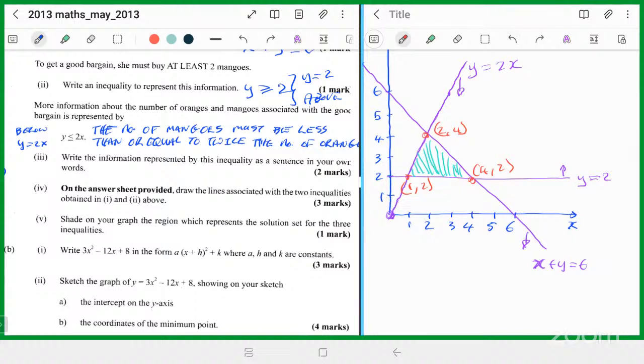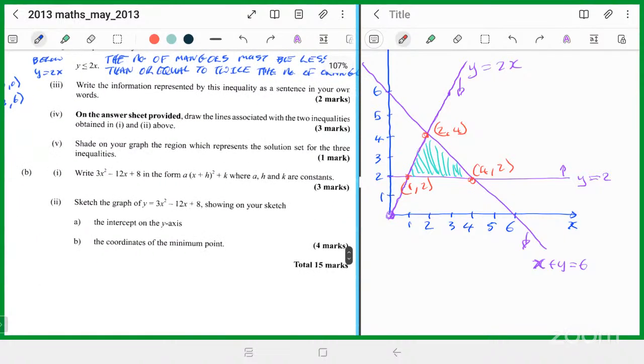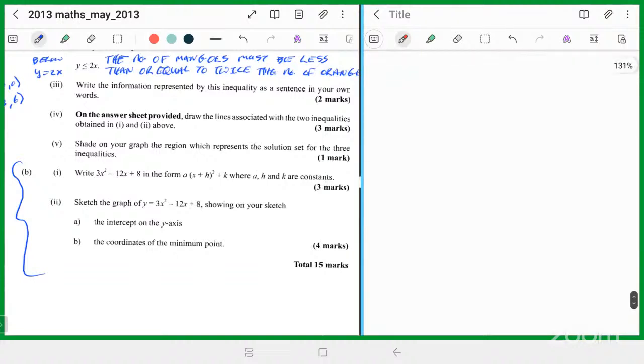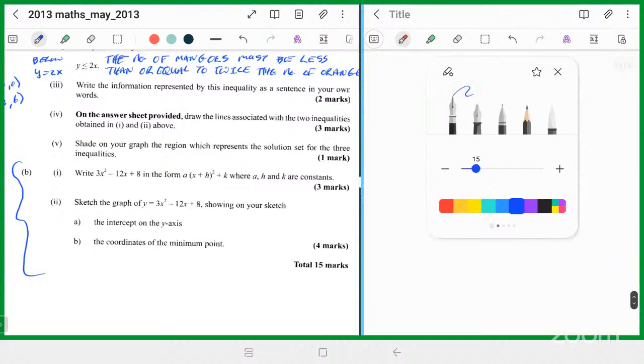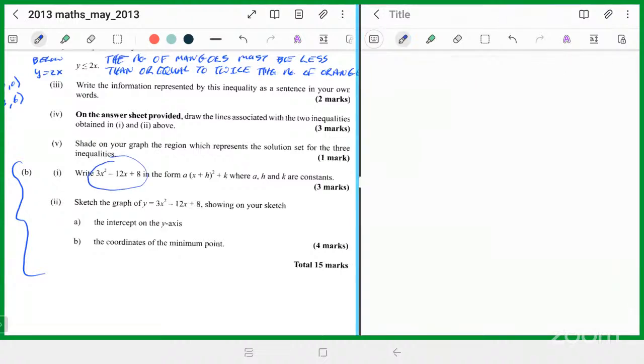All right, that finishes that one, and then we come to 5B, which is completing the square. So we have this positive expression. We want to write it in the vertex form by completing the square, and go from this to this.